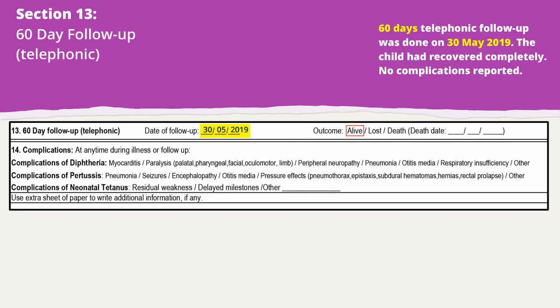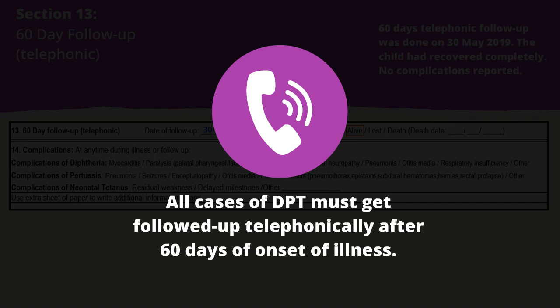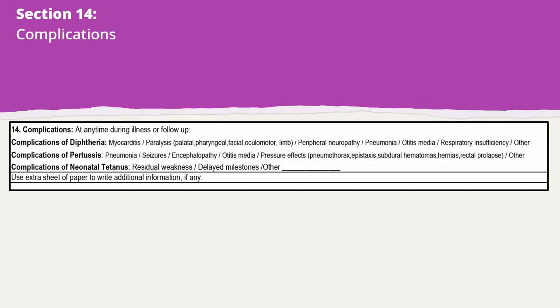60 days follow-up is an important aspect of epidemiology to know the outcome or complications. Ensure that all cases of diphtheria, pertussis, and neonatal tetanus cases get followed up telephonically after 60 days of onset of illness. Section 14 is the last section. Encircle the complications observed or found at any time during illness or during follow-up for the concerned disease.